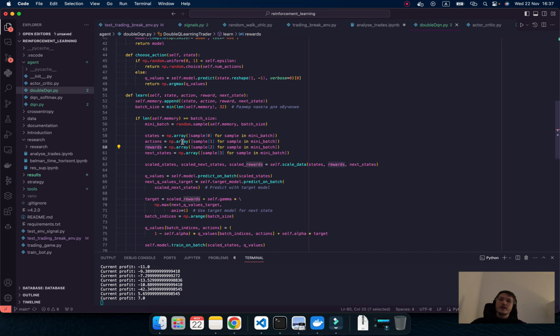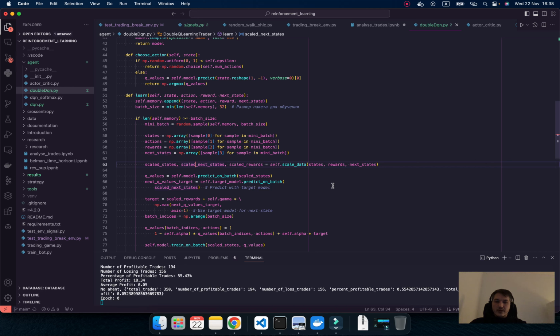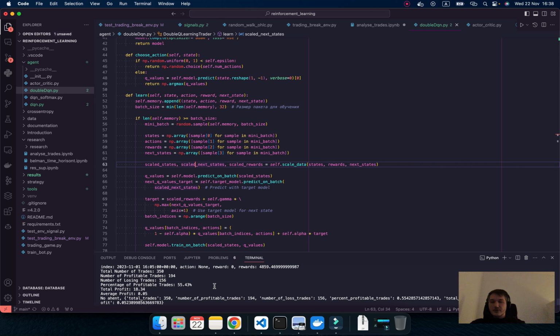Yeah, but I input my rewards of my total balance, because I would like to train this agent with my total balance. It means before that I used rewards for each trade. But right now this algorithm is trying to analyze the dynamics of my balance instead of rewards for each separate trade.